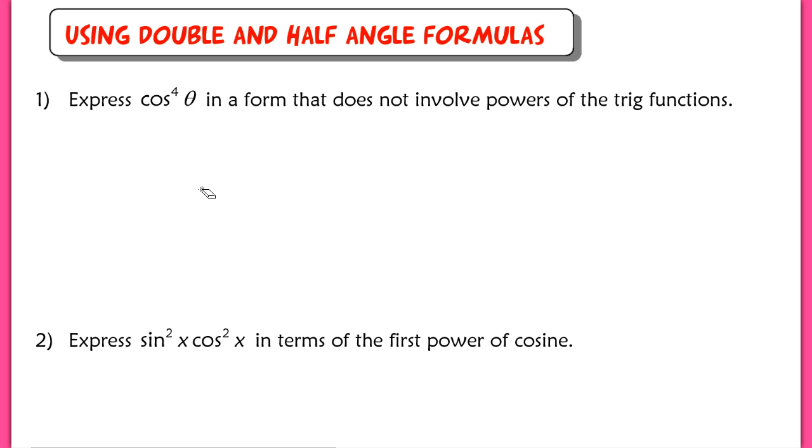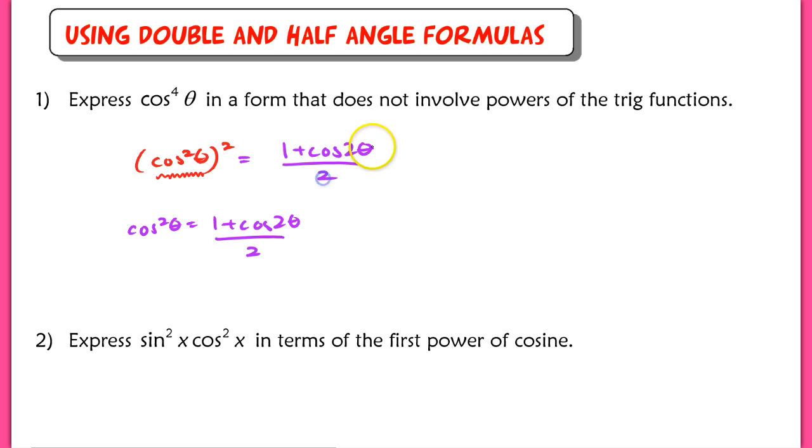So the first thing I want to do here is try to rewrite cosine to the 4th of theta as cosine squared theta, squared. What that's going to do is allow me to manipulate this a little bit, because I already know the identity for cosine squared theta. That's equal to 1 plus cosine 2 theta over 2. That's just a manipulation of your double angle formula. So now I can use substitution here and write that as 1 plus cosine 2 theta over 2, squared.